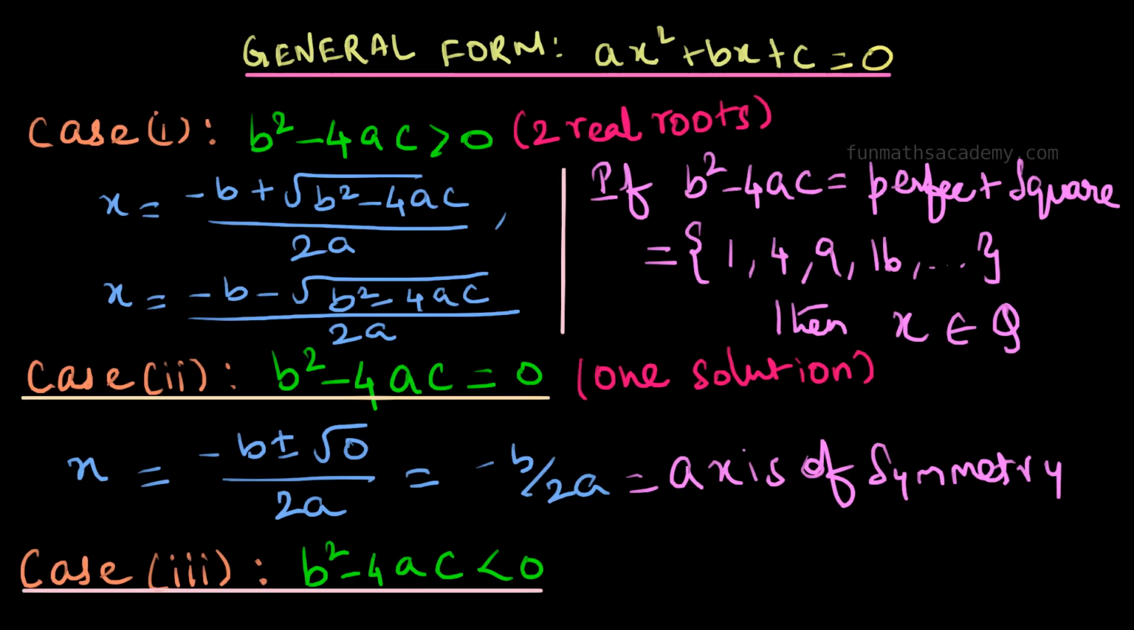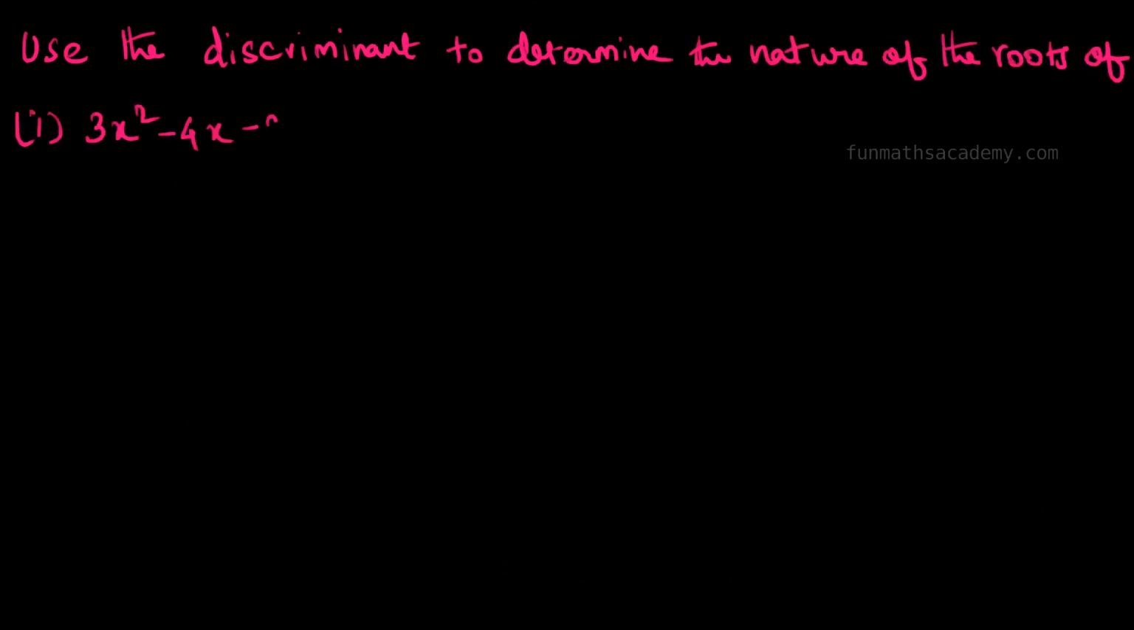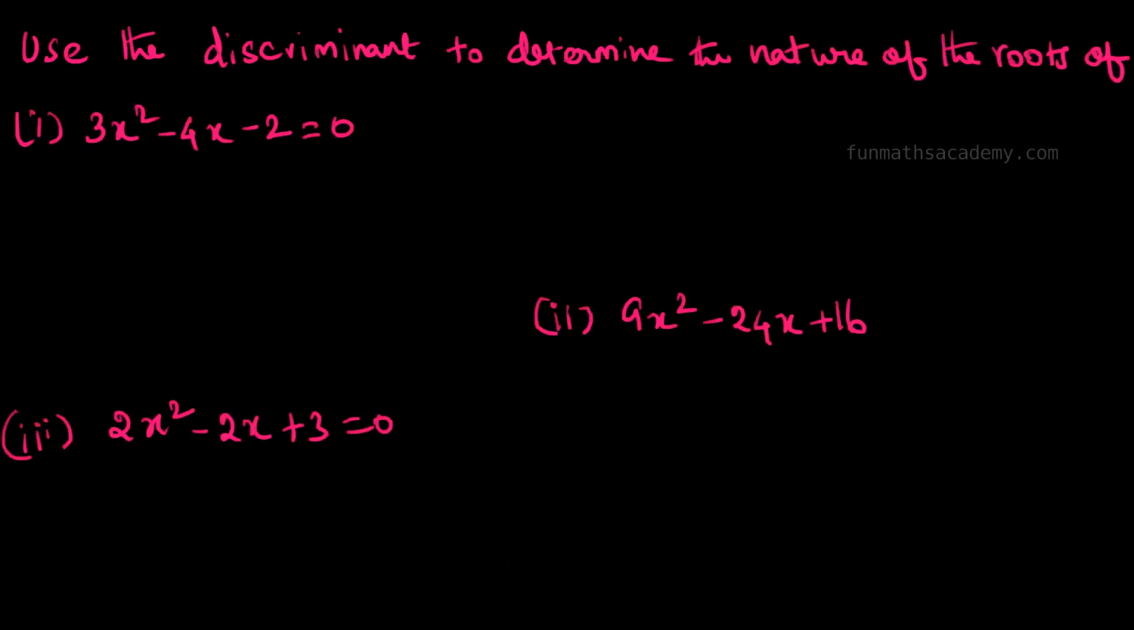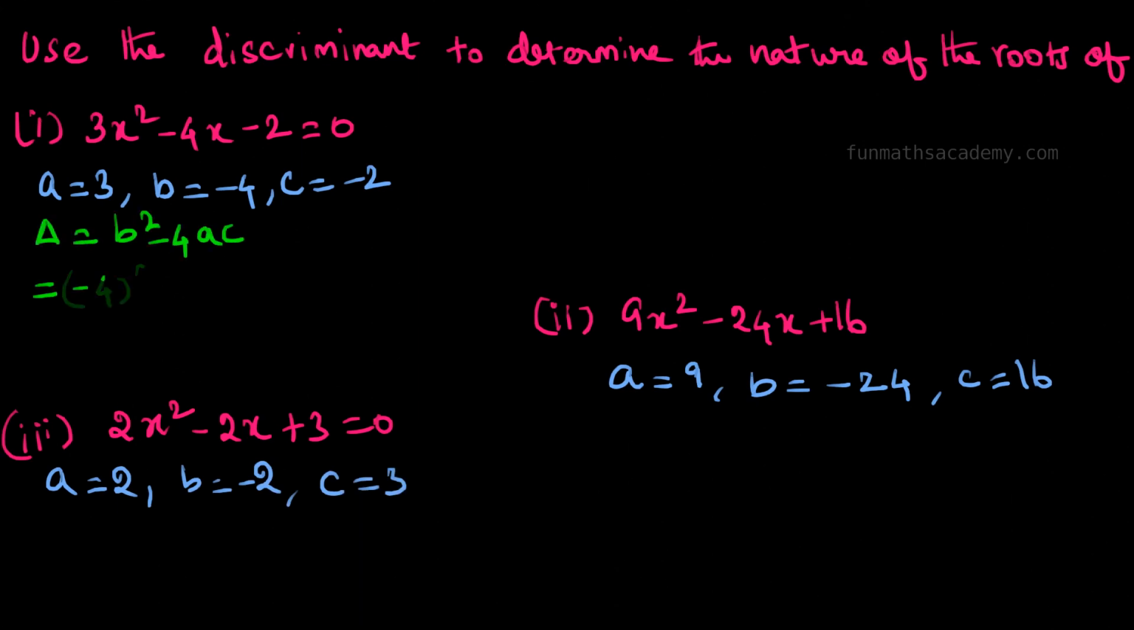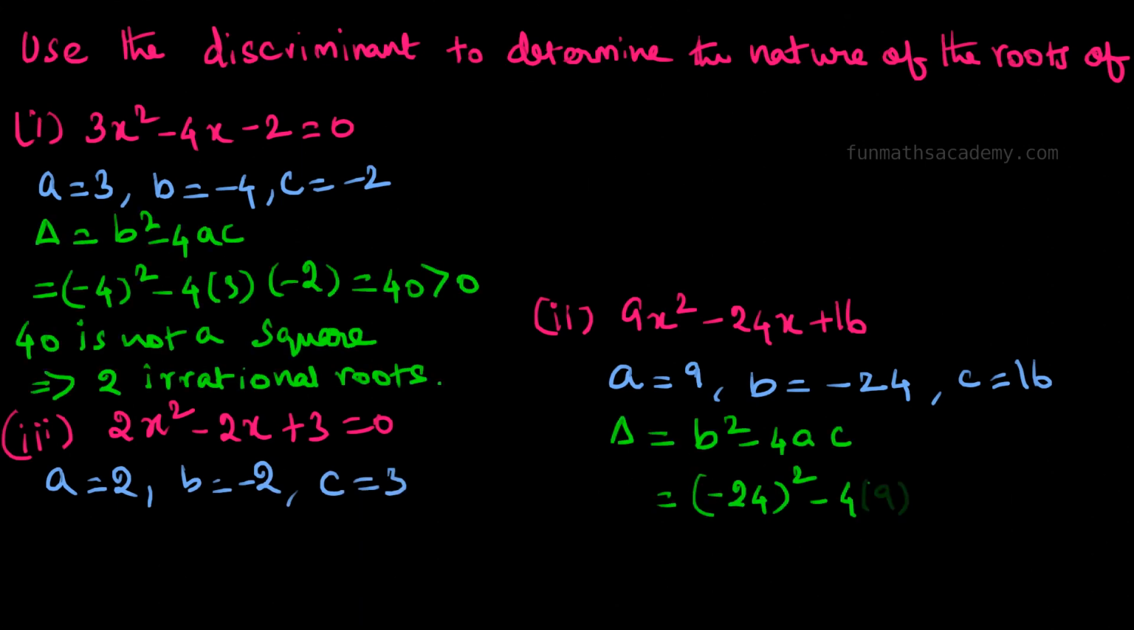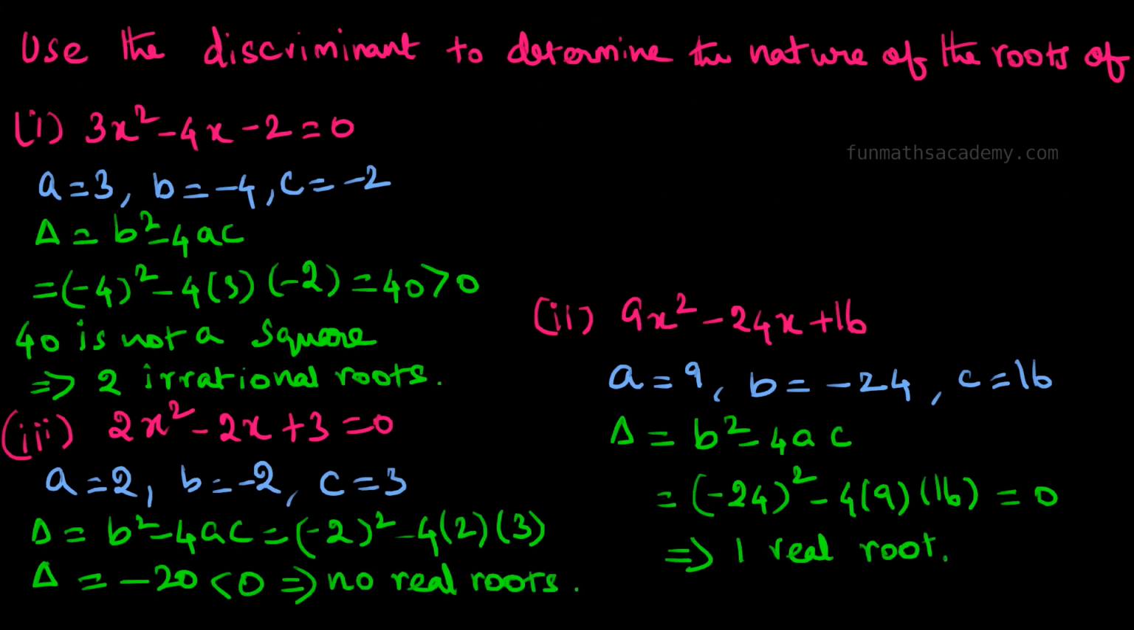Number 3. When the discriminant is negative, we will not get any real roots. We will learn about this in detail in future videos. Now that we understood the concept, let us check out a few examples. To determine the nature of the roots of a quadratic equation, the first step we should do is write down the values of a, b and c from the equation. And then we should substitute these values in the formula of discriminant to find the value.